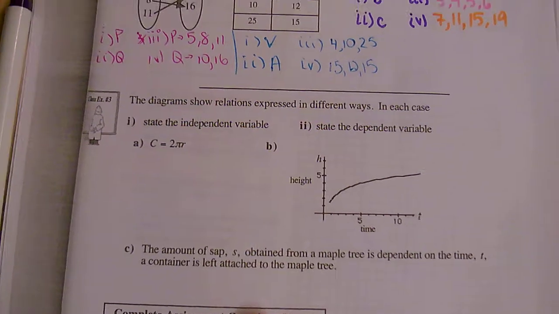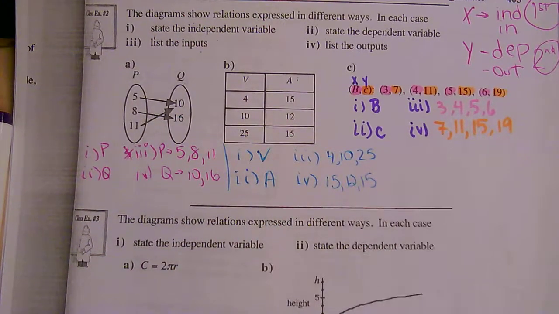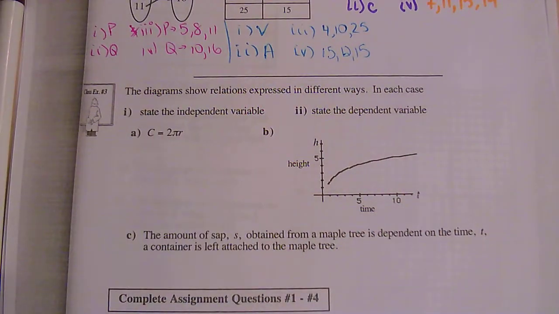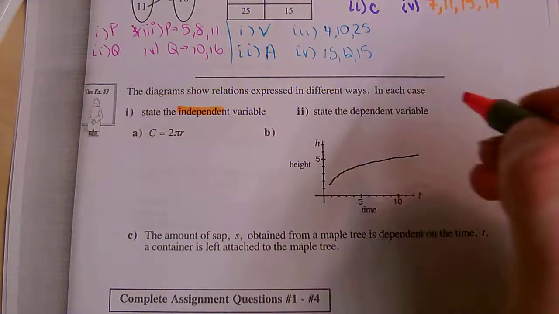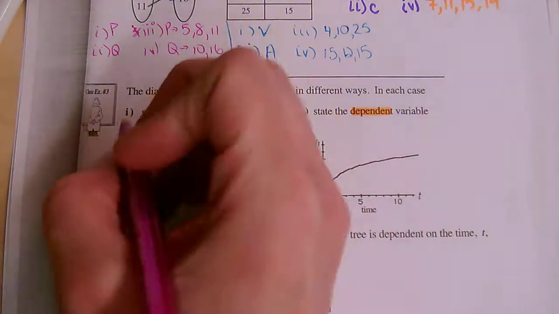Okay, so up here I had mapping notation, a table of values and coordinate points. Now I'm going to look at an equation and a graph, just a different way to show a relationship. For part I, it says state the independent variable and then state the dependent variable.